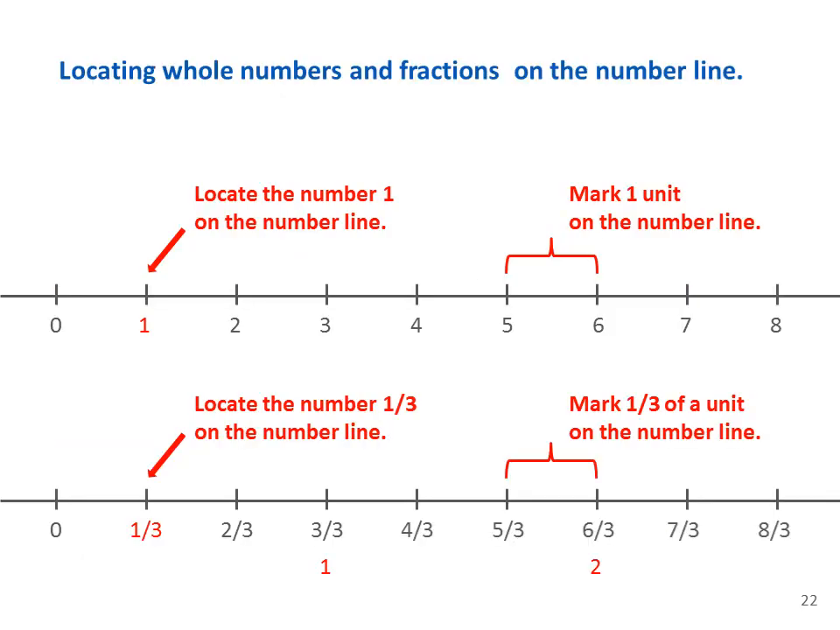We can relate this concept to whole numbers on the number line. On the number line, the number 1 is located 1 unit to the right of 0, but we also find 1 unit between 4 and 5 or between 7 and 8. Any whole number can be perceived as built of single units.